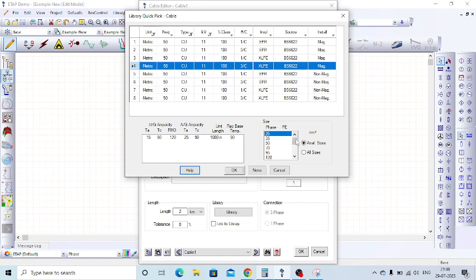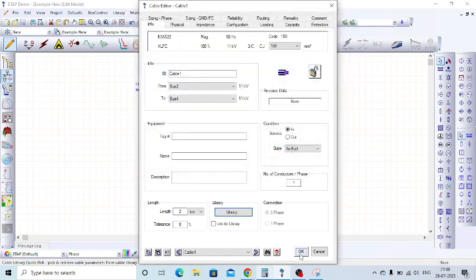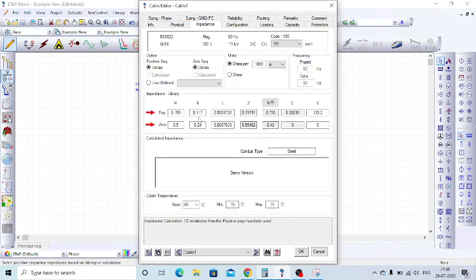So here the cable size will be there. The size depends on the current flow through it. So we have many cable sizes in square millimeter, and in that we have to select one. So I'm just selecting 150 square. That's all. Once you select the library, the impedance page will be automatically updated at this point.